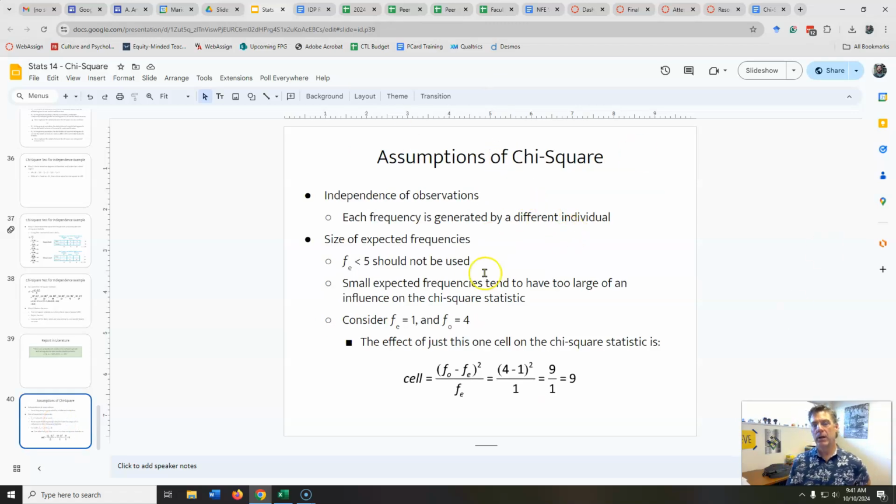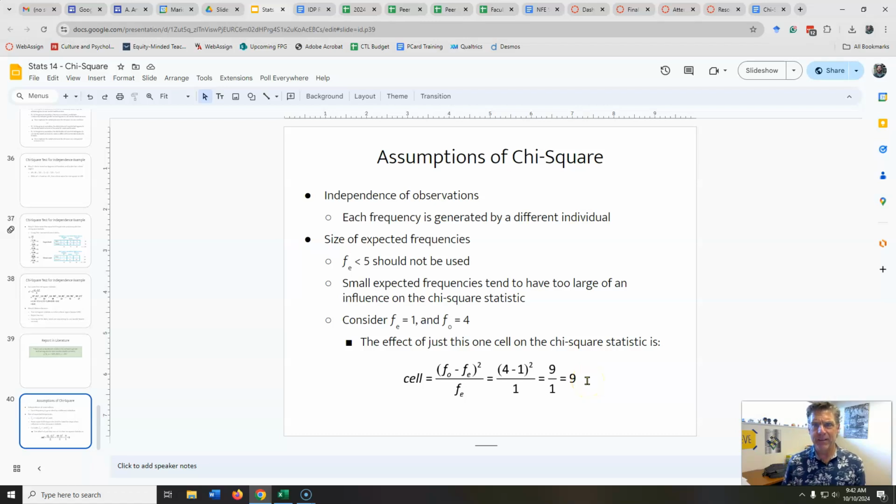Very end of the chapter, it talks about some of the assumptions of the chi-square, and one of the things that can happen is you can get chi-squares that sort of exaggerate differences when you have very small frequencies. And so we suggest that if any of your expected frequencies for any of the boxes are less than 5, then you probably shouldn't use the chi-square. It's going to exaggerate a difference. And it goes through an example of how just one cell that's slightly off would end up adding a lot to a chi-square.